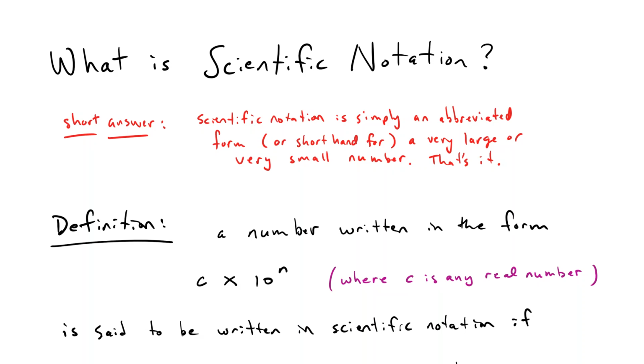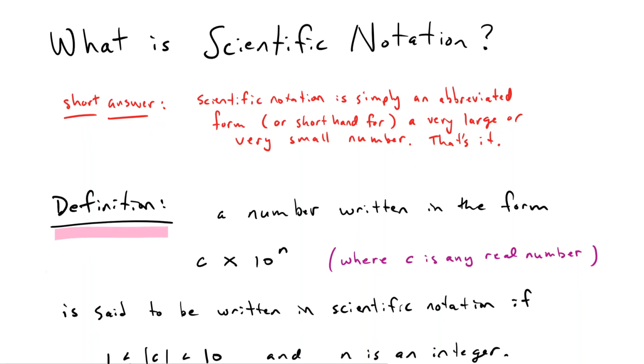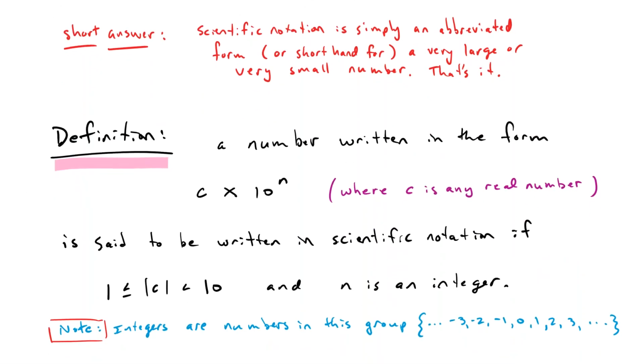So let's give you just a definition. Here we have a more mathematical definition. So if a number is written of the form c times 10 to the n, this little x here is not actually an x, it's actually a multiplication symbol. And c is just any real number. So c can be anything. It can be 2, it can be 1.5, it can be negative 3.6. As long as it's a real number, it's okay.